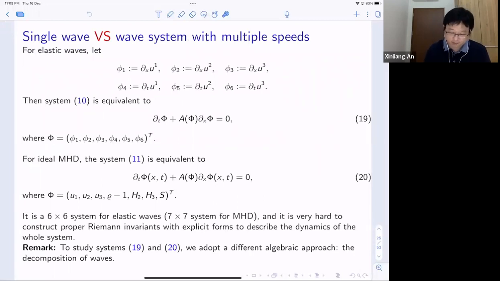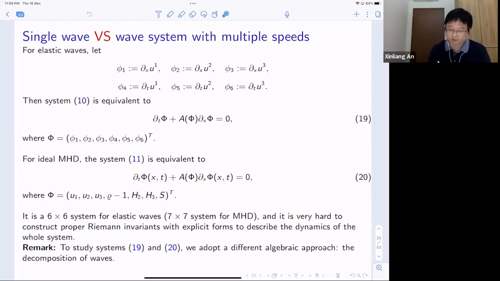The approach we will adopt is the following. For the elastic wave, these will be the unknowns, and we rewrite it into a 6x6 system. For the 3D ideal compressible MHD, we rewrite it to be a 7x7 system. For these systems, it is very hard to construct the proper Riemann invariants.